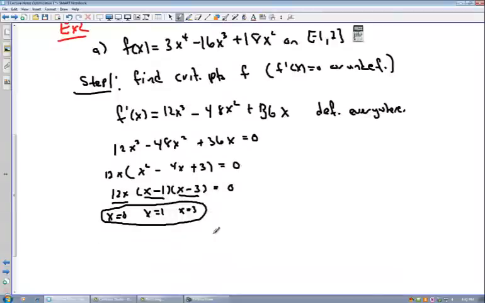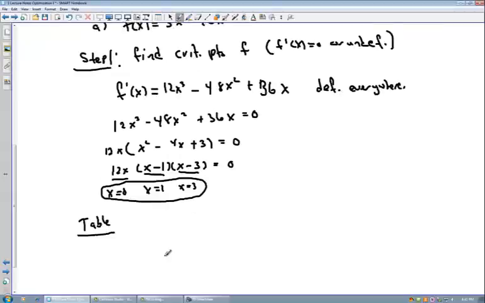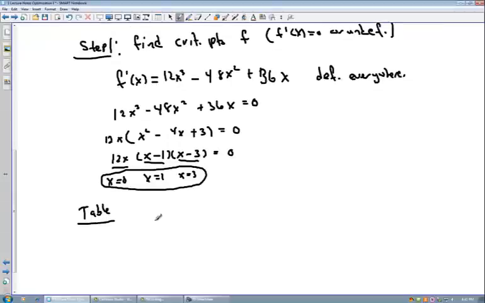And then the trick is this. If I want to find the global max and global min, I'm not talking about local. All I want to find is the very highest and the very lowest point. So all you really need to do is a table. And in this table, what you're going to have to plot is the endpoints. So you just have x, f of x.